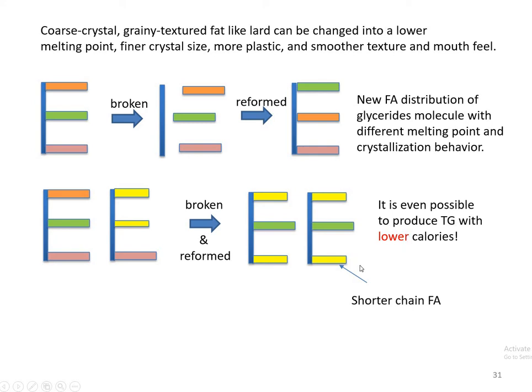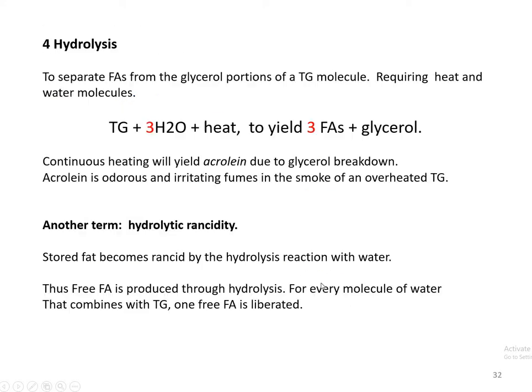It is even possible to produce lower-calorie TG if you have shorter-chain fatty acids newly reformed in this particular chain. Okay, number 4 is hydrolysis. To separate fatty acid from the glycerol portion of a TG requires heat and water molecules. So you have TG there, 3 molecules of water and heat. You can yield 3 fatty acids and glycerol.